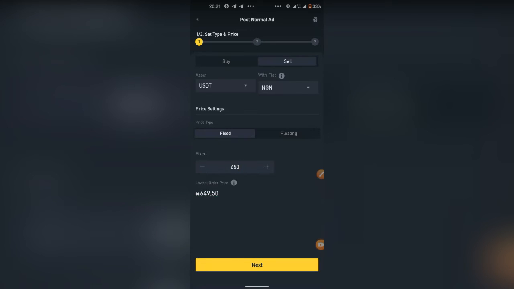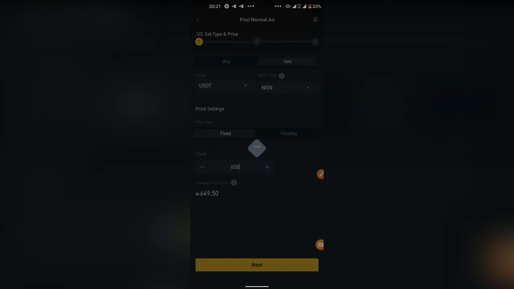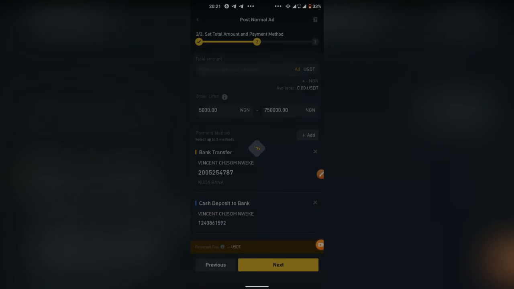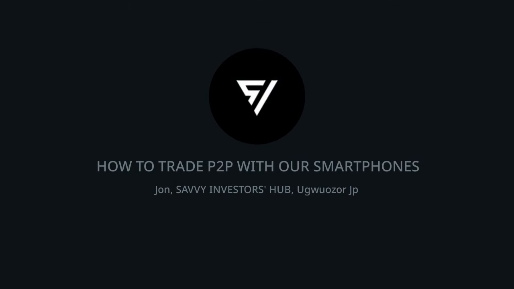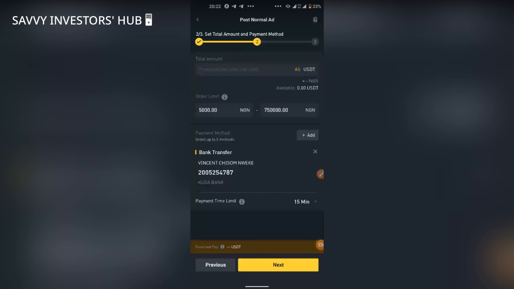Next thing now, you're gonna press next, right? Once you click next, it's gonna ask you. I already have my payment method here selected, right? I'm gonna pick one. I wanna select this one. I wanna use my Kuda, so I'm gonna close this one. This is the one I'm gonna be using.